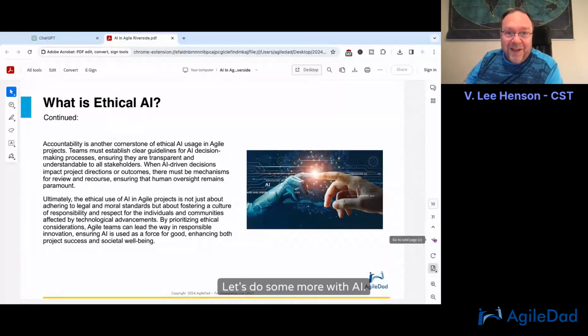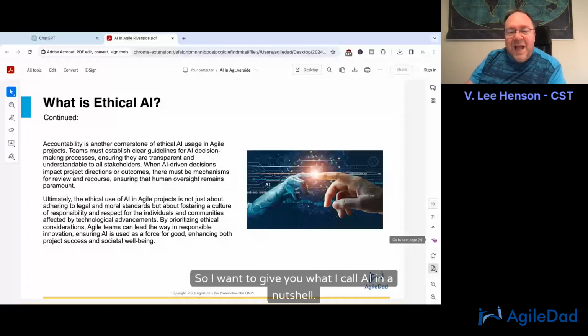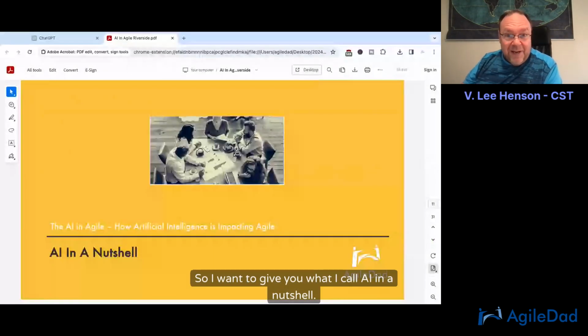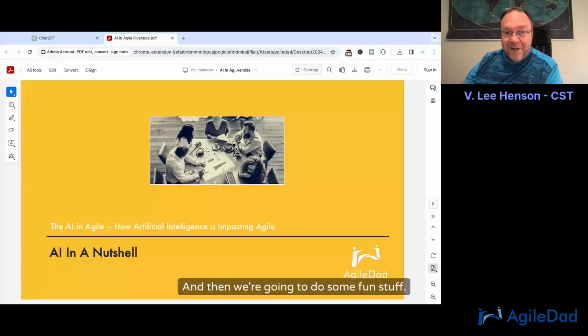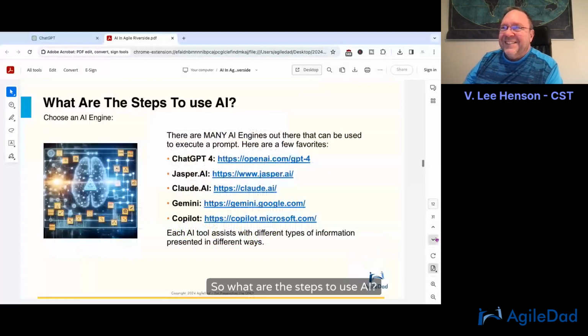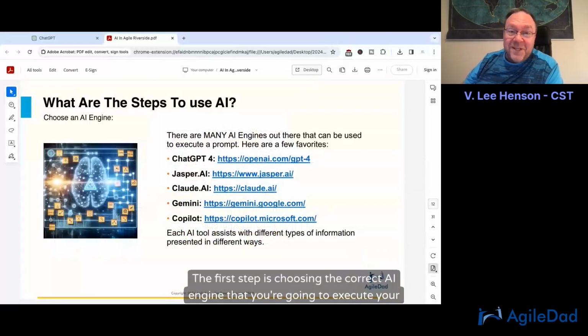Let's do some more with AI. So I want to give you what I call AI in a nutshell. This is going to be the why behind the what, and then we're going to do some fun stuff. All right, here we go. So what are the steps to use AI? The first step is choosing the correct AI engine that you're going to execute your prompts in.